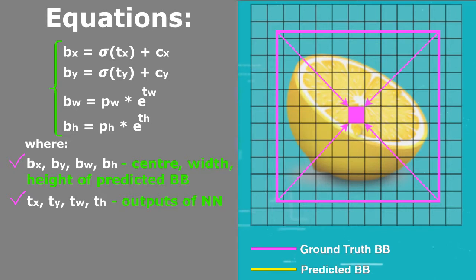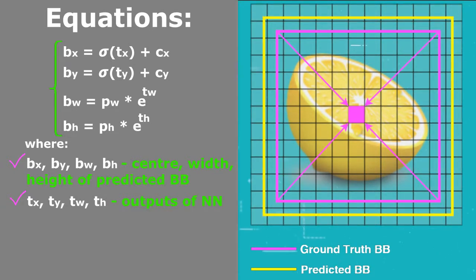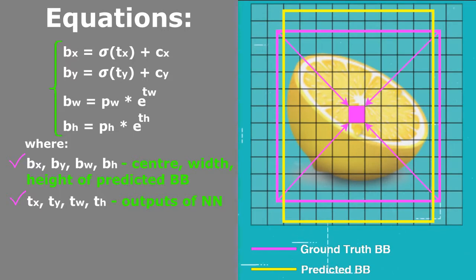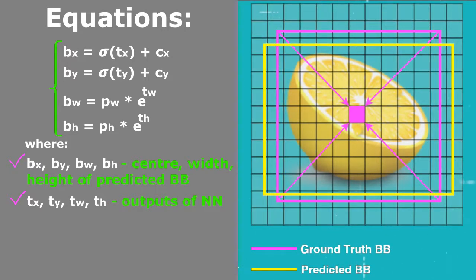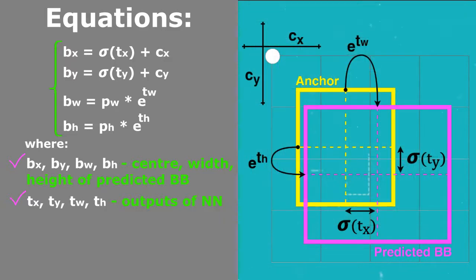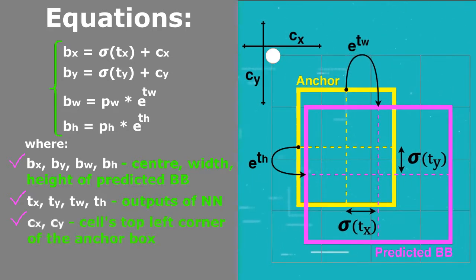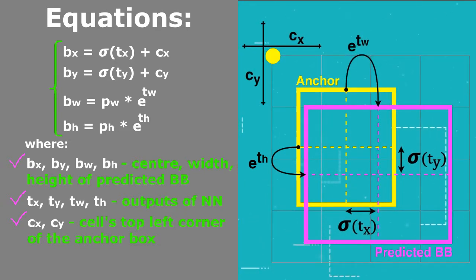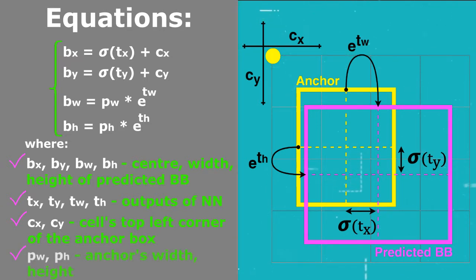Weights of the network are trained to predict as accurately as possible this center cell and bounding box coordinates. After training and after the forward pass, the network outputs coordinates tx, ty, tw, and th. Next, cx and cy are the coordinates of the top left corner of the cell on the grid of the appropriate anchor box. Finally, pw and ph are the anchor box's width and height.